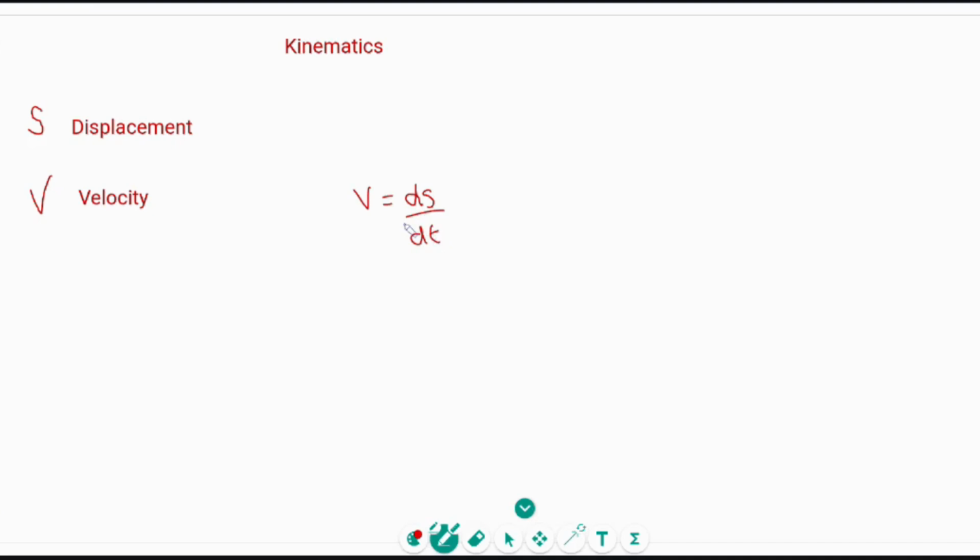So we can show that by ds by dt, the change in displacement over the change in time. And finally, we have acceleration, which is also a vector quantity. It can be positive or negative. Negative is deceleration.